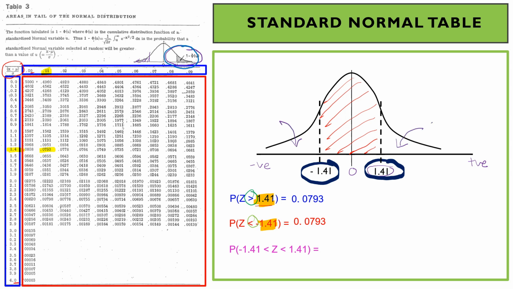This one is 0.0793, same as here, 0.0793. Probability value is always positive. Therefore, 1 minus 0.0793 minus 0.0793. So the final answer equals 0.8414. This is how you read the standard normal table.